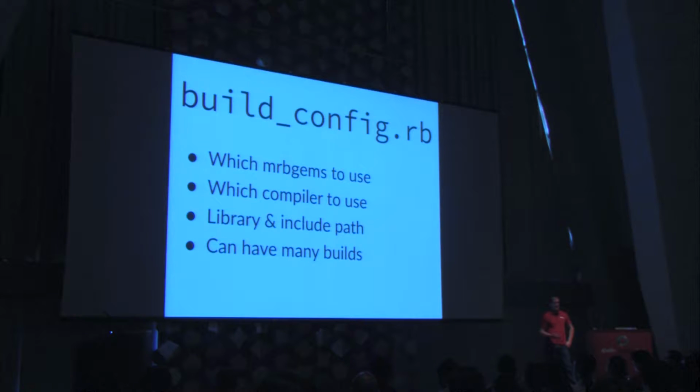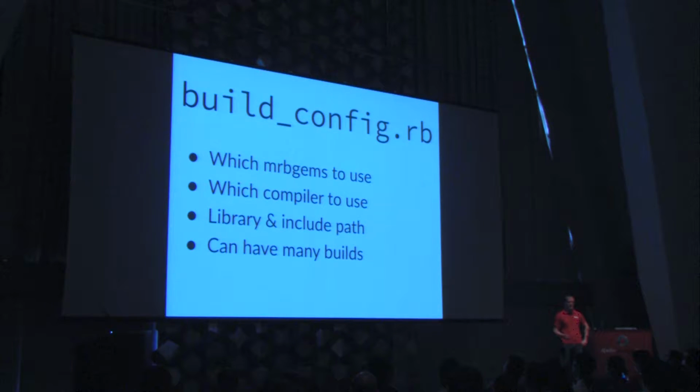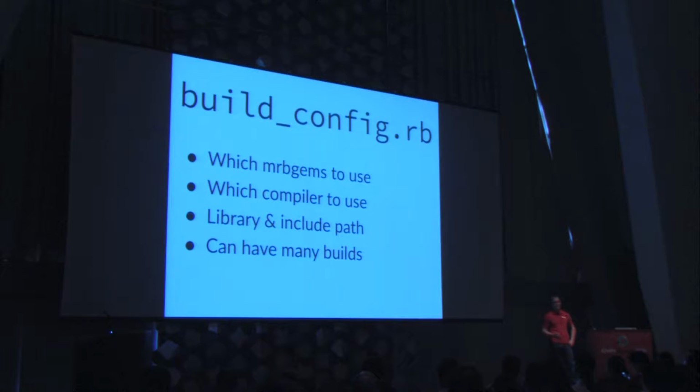You choose which compiler in case you're cross-compiling. MRuby CLI uses this to build for different platforms. And you also specify the library paths you use if you want to link in any C libraries like libcurl. And you can have many builds happen for many different platforms all in one compile step for MRuby.